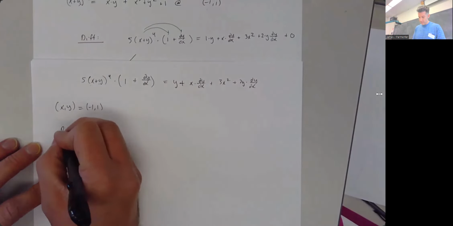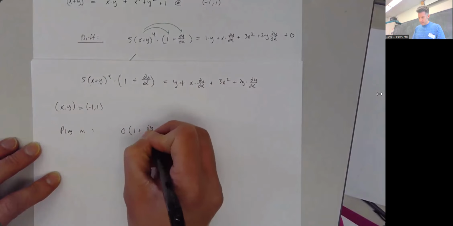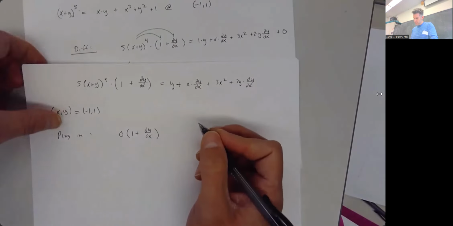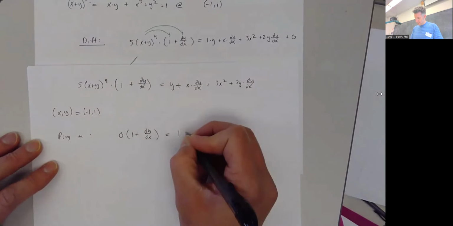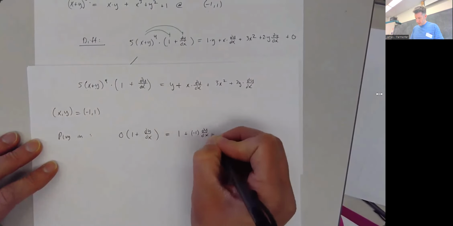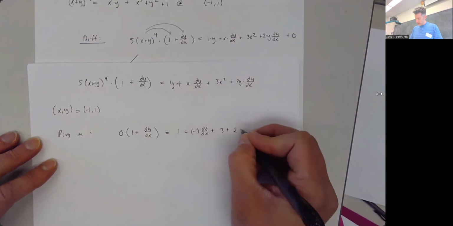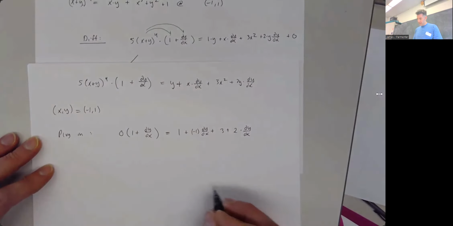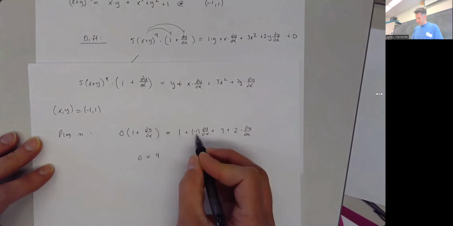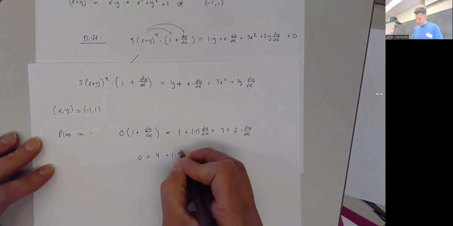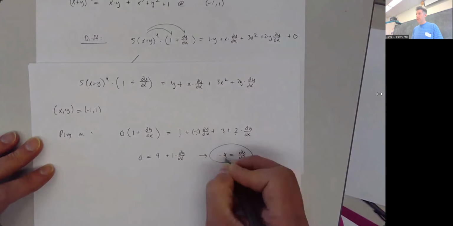So plugging in, I'm going to get 0 times (1 plus dy/dx), equal to 1 plus -1 times dy/dx, plus 3 plus 2 times 1, so 2, times dy/dx. That's all 0 on the left, so I've got 0 equal to 1 plus 3 is 4, and -1 plus 2 is a +1, times dy/dx. So -4 equals dy/dx. Oh, that's the same answer I got the other way.